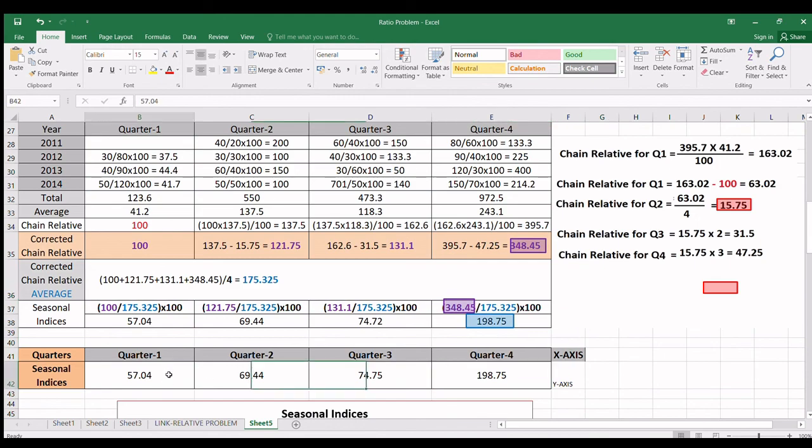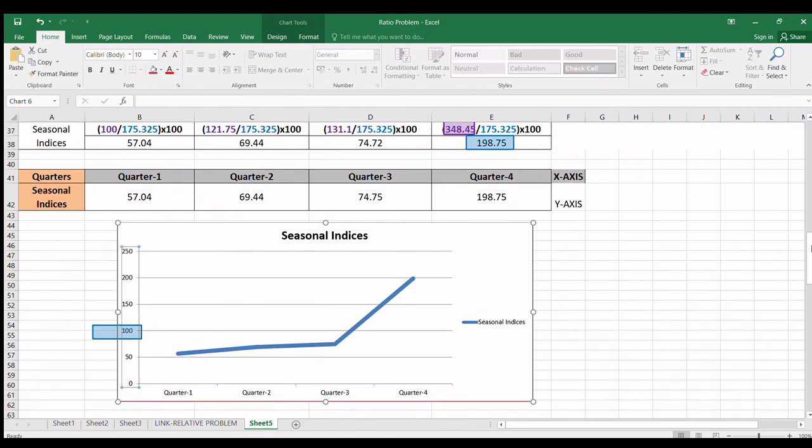Now for quarter 1, 57.04, quarter 2, 69.44, and quarters 3 and 4 I got the values. I'm going to take the quarters on the x-axis and the values on the y-axis. So in this way I get this graph based upon my calculation. These values are my seasonal indices on the y-axis, and on the x-axis I have the quarters: quarter 1, quarter 2, quarter 3, quarter 4.